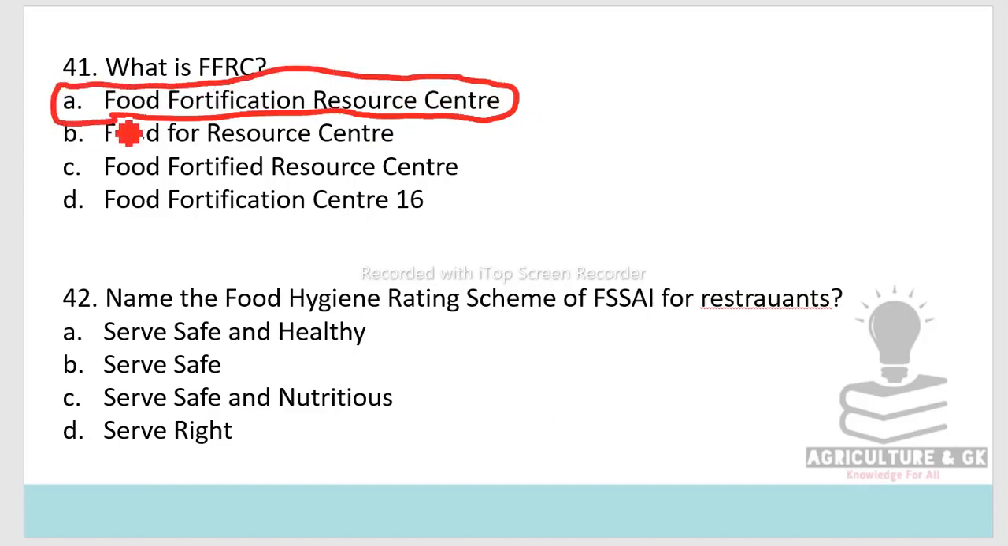FFRC is Food Fortification Resource Center. So our answer will be option A.